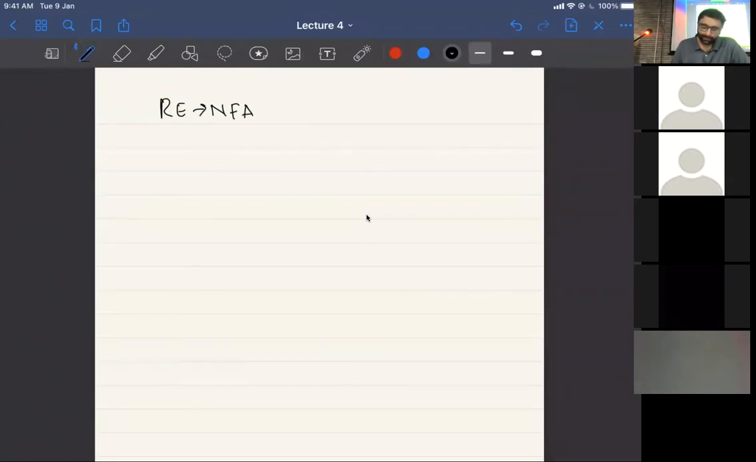It's very simple. First of all, you need to know what a regular expression is. So let me formally define what a regular expression is. So we say that the empty set is a regular expression. The empty string is a regular expression. Any alphabet symbol from the alphabet is a regular expression.